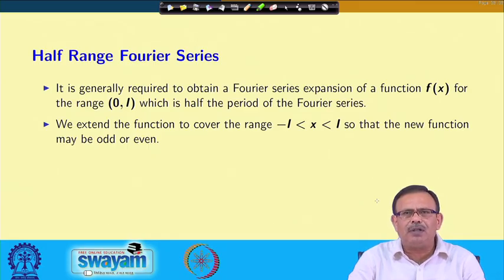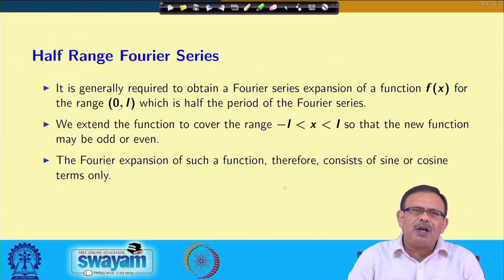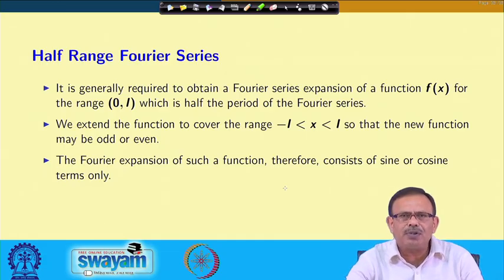You see, it is originally defined from 0 to L. Now, I am defining it again in 0 to minus L, and I can redefine the function in 0 to minus L in such a way that the function may behave like an odd function or it may behave like an even function. So, the Fourier expansion of such a function basically will be consisting of either sine terms or cosine terms only, because already we have observed that if a function is an odd function or even function, it will be consisting of sine terms or cosine terms only.